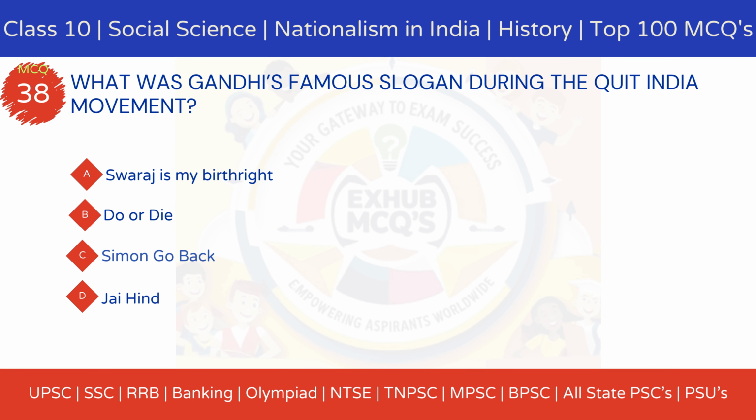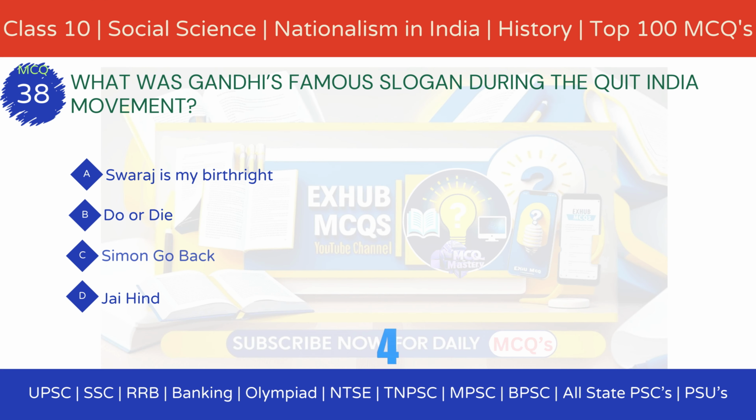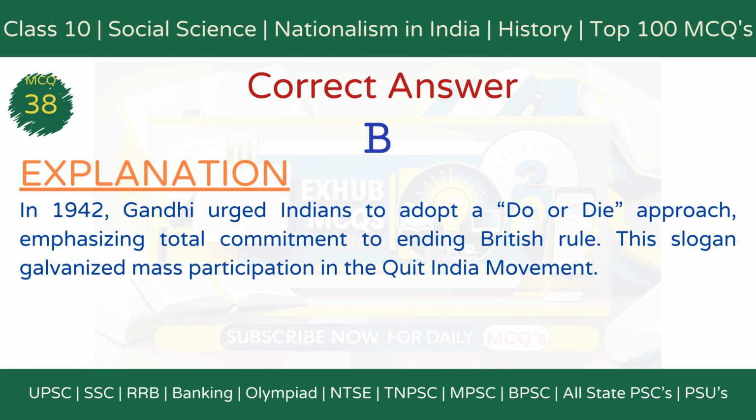MCQ 38. What was Gandhi's famous slogan during the Quit India movement? Option A, Swaraj is my birthright. Option B, do or die. Option C, Simon go back. Option D, Jai Hind. The correct answer is option B, do or die. Explanation. In 1942, Gandhi urged Indians to adopt a do-or-die approach, emphasizing total commitment to ending British rule. This slogan galvanized mass participation in the Quit India movement.